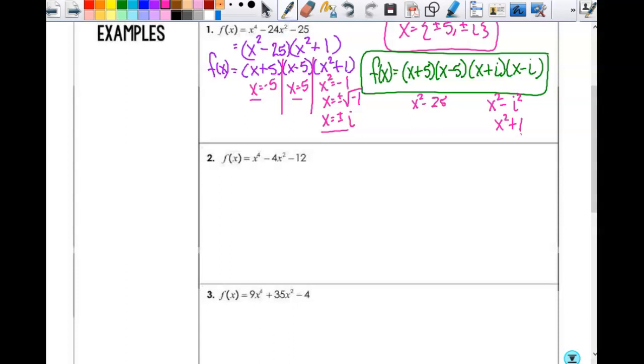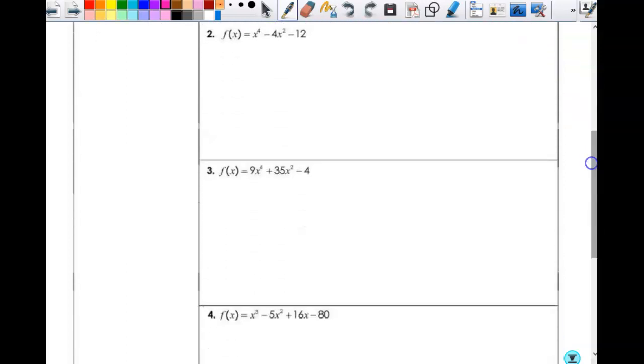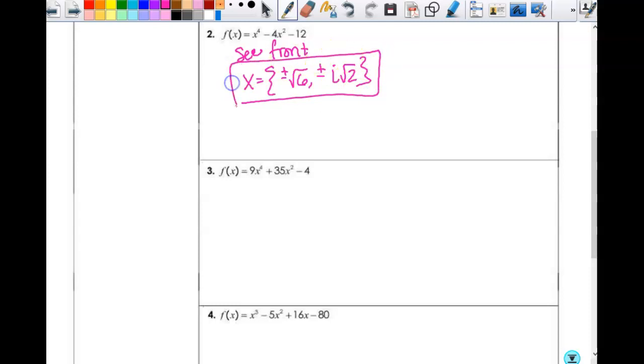All right, so look at number 2. Does it look just like number 1 on the front? Heck yeah, you didn't even look. But it does. So we're not going to factor again. We're just going to say see front, because we already did part of it, right? We found the x's. We get plus or minus the square root of 6 and plus or minus i times the square root of 2. That's what we got from number 1. So we don't need to do the work again to get there. But we stopped there on the front because all it said was find the zeros.